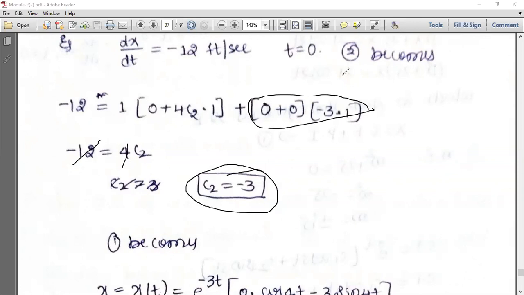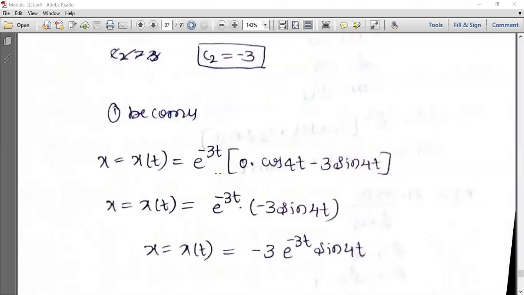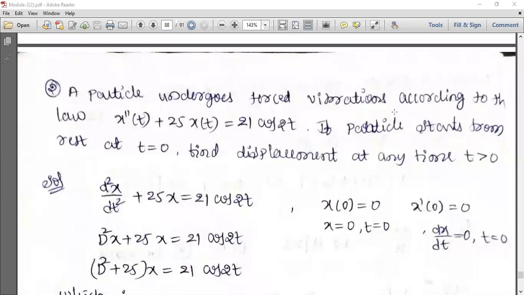This value I'll substitute in x of t is equal to e raised to minus 3 t into, cos of 4t minus 3 into sine of 4t, with C1 as 0. So 0 into anything will be 0. So this will be coming as 0 minus 3 into sine of 4t. So that is x of t is equal to minus 3 e raised to minus 3t sine of 4t. Okay. So therefore, we'll go through the next example.